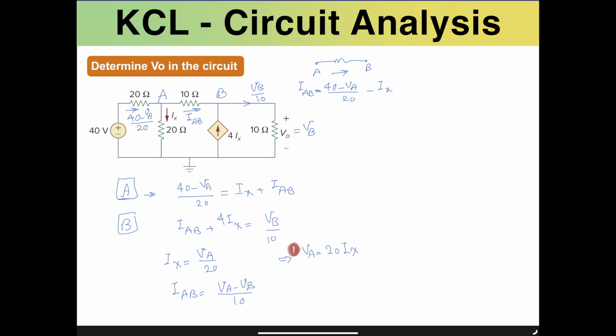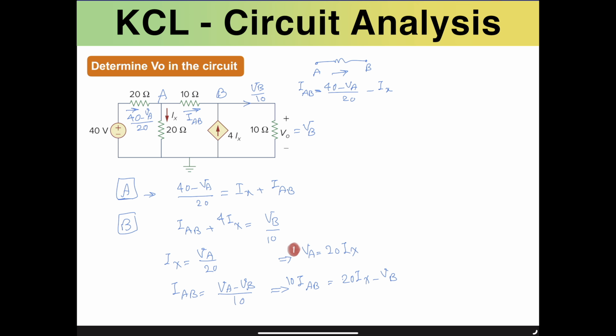So let's do that and simplify the last equation as follows. I'm going to multiply both sides of the last equation by 10 so that it will be easier for us to calculate. It will be 10 IAB equals VA, which is 20 Ix, minus VB.